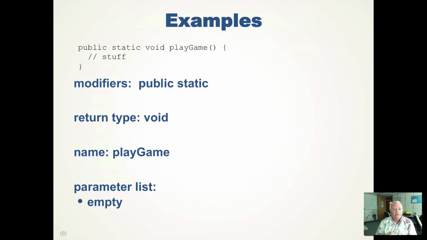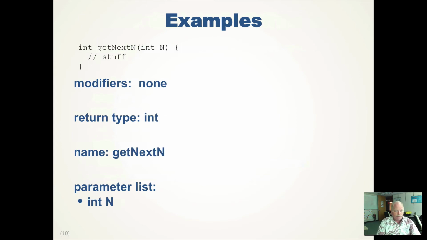So here's an example of a subroutine definition. We've got public static void playGame(), open paren, close paren, curly brace, and then the code for playing the game. So the modifiers are public static, the return type is void, the name is playGame, and the parameter list is empty. Next one, int getNextN, open paren, int n, close paren, and then the stuff to do it.